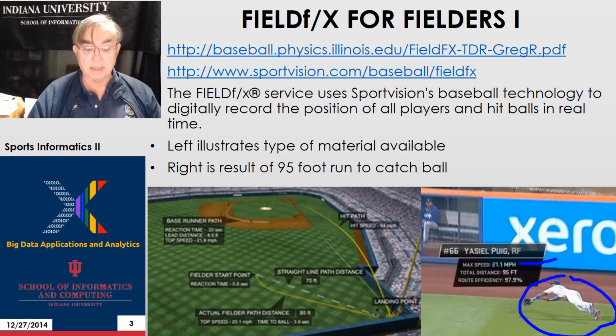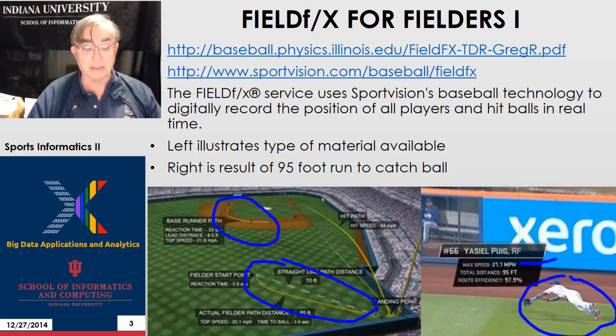And here are some similar types of pictures. Here are the actual baseball runners, and here is the fielder running, and here's the straight line, and here's the actual path. This ball was hit actually right along the foul line here, but I gather it's probably a fair ball. This is just broad material.